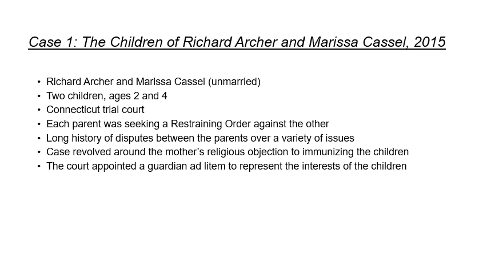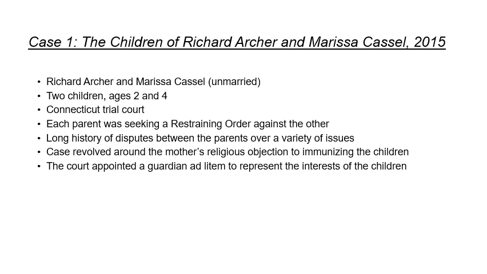Here's the first case. This case involves the children of Richard Archer and Marissa Castle. It occurred in 2015. The two adults in the case were an unmarried couple. They had two children, ages 2 and 4. This case was tried in a Connecticut trial court, and each parent was seeking a restraining order against the other. The two had a long history of disputes that involved many different areas, but this case revolved around the mother's religious objection to immunizing the two children.